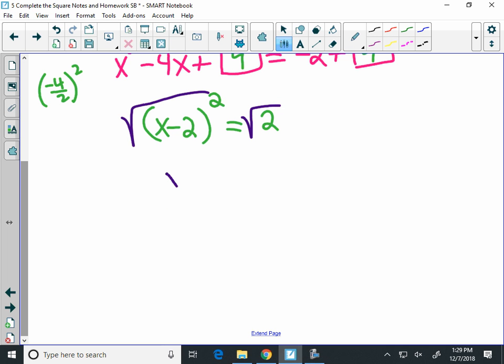We square root, we have x minus 2 equals, what do I have on the right-hand side? Plus or minus the square root of 2. And then I'm going to add 2.